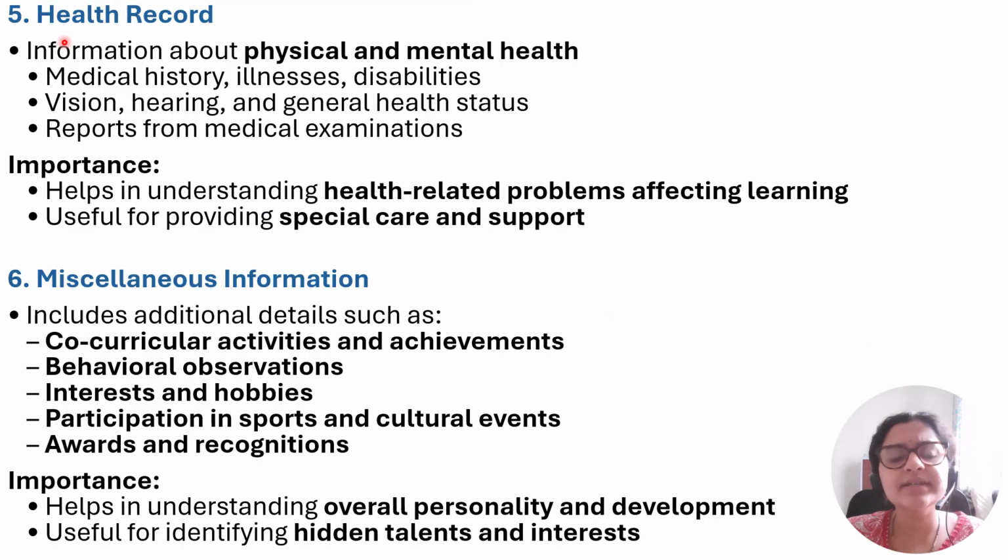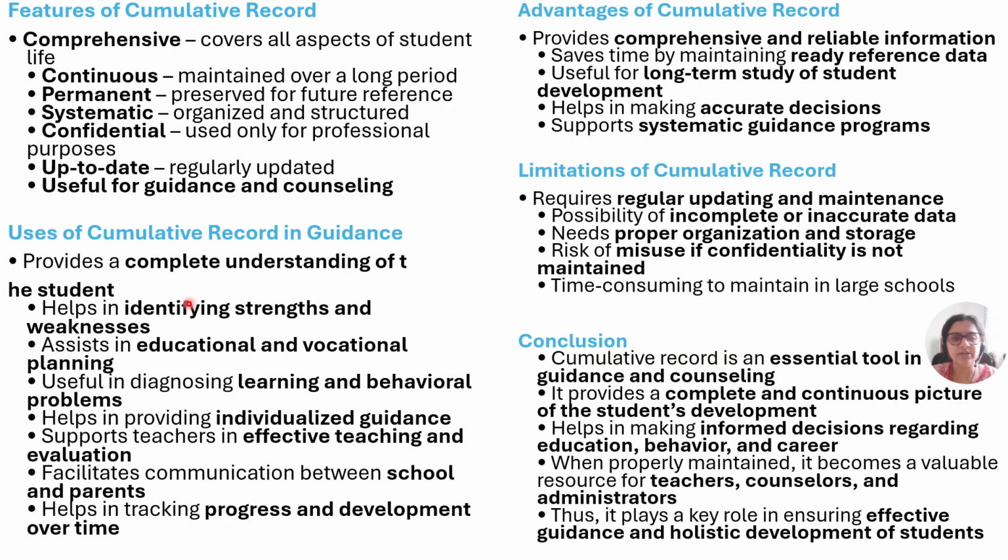Then not only this, it also has the health record. That is the information about physical and mental health, any medical history of illnesses and disabilities of the student, etc. And it has miscellaneous information regarding co-curricular activities, behavioral observation, interests and hobbies, and participation in various sports and various awards and recognition. Then what are the features of cumulative record? It is comprehensive, continuous, it is permanent, it is systematic, it is confidential, it is up to date, and it is useful for guidance and counseling.